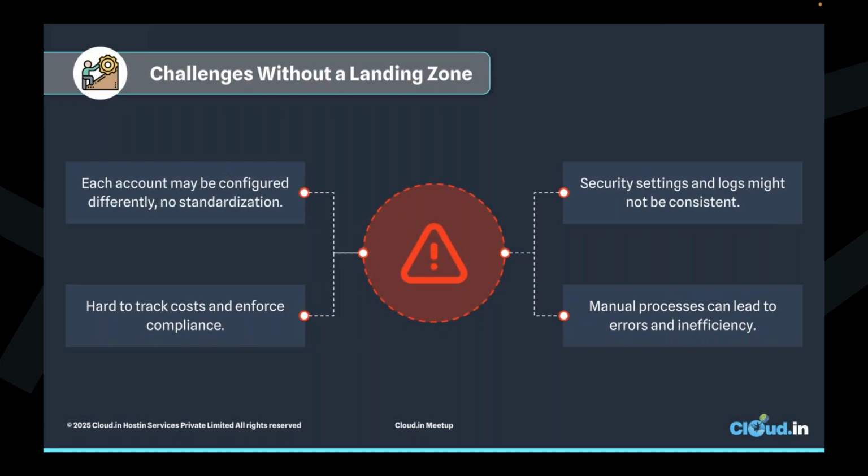So, challenges without a landing zone. What if you are not using a landing zone for your cloud environment? Each account may be configured differently, with no standardization. When there is no landing zone, every team or department might set up their AWS accounts differently. This leads to inconsistencies in configuration, naming conventions, and permissions, making it hard to manage or troubleshoot issues across all accounts.